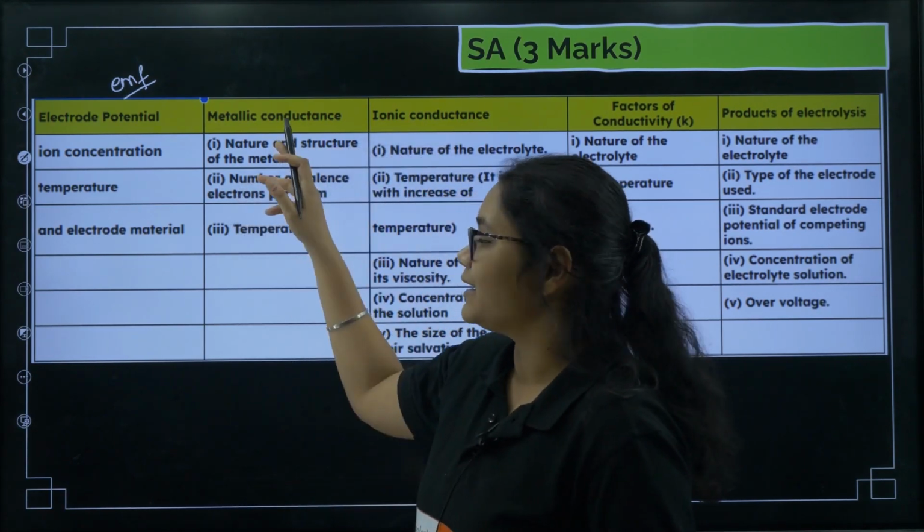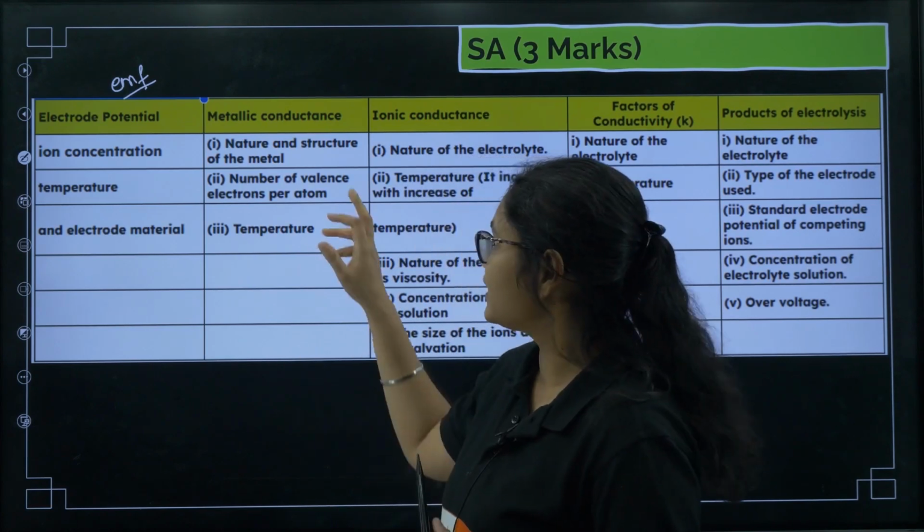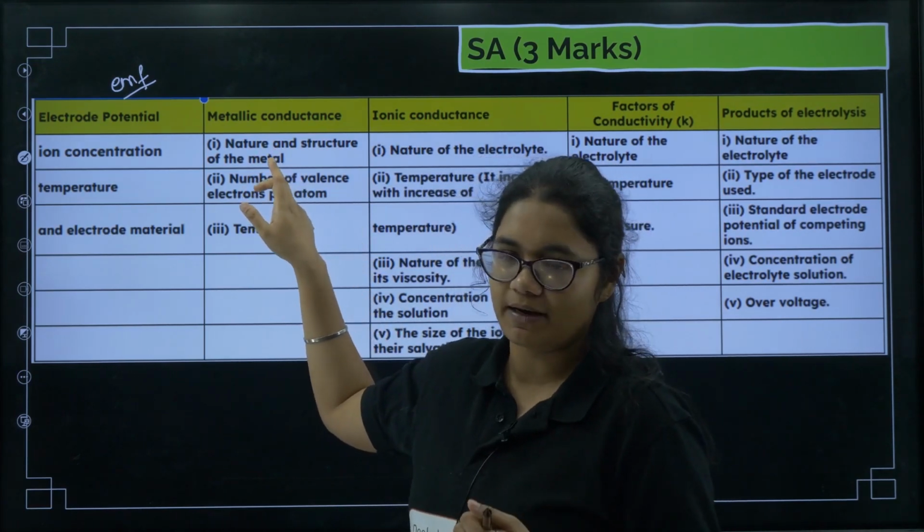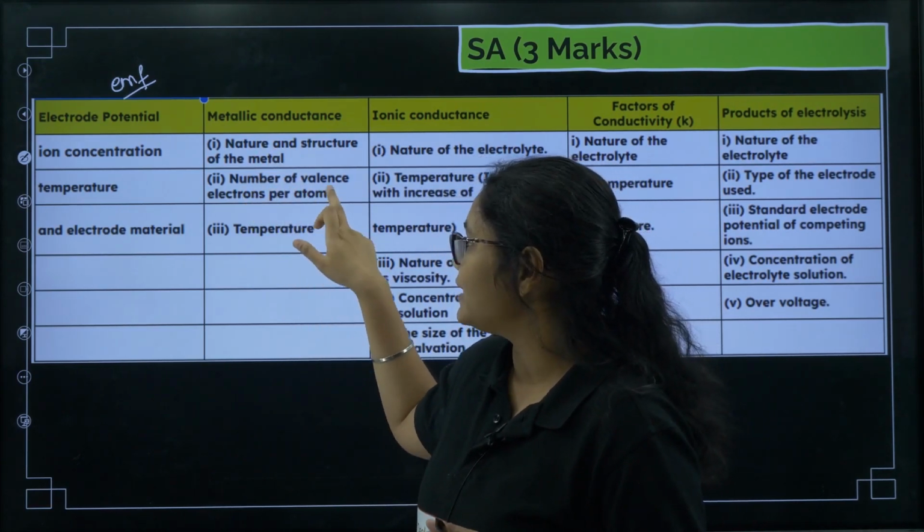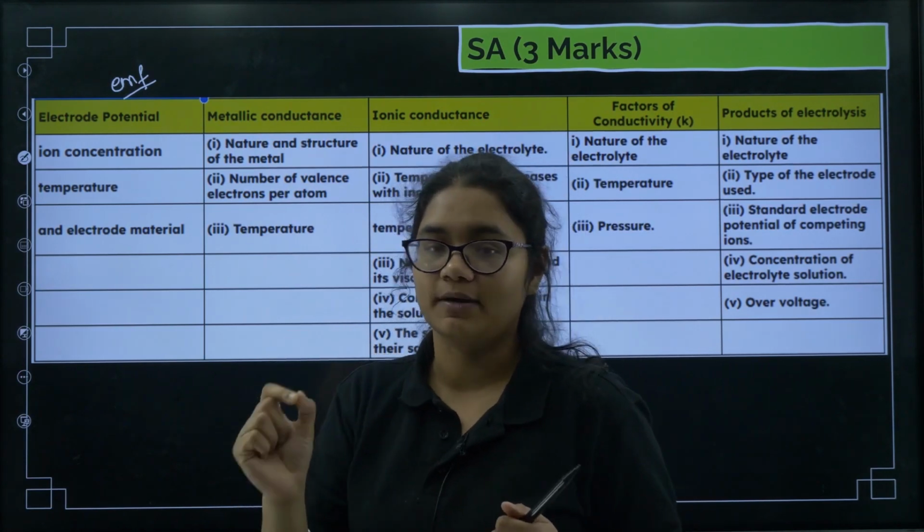The next one is your metallic conductance. Metallic conductance again depends on the nature and the structure of the metal, depends on the temperature, and depends on the number of valence electrons per atom.